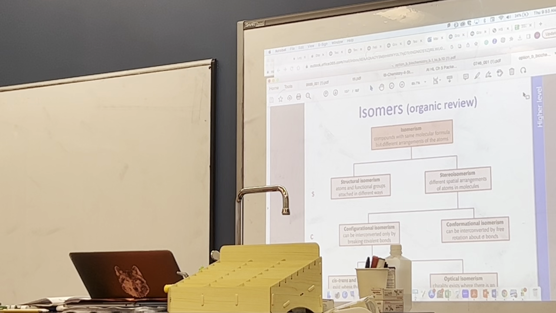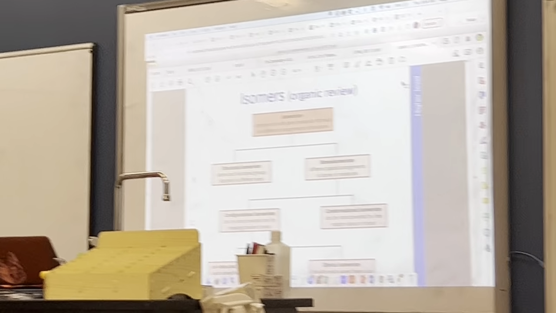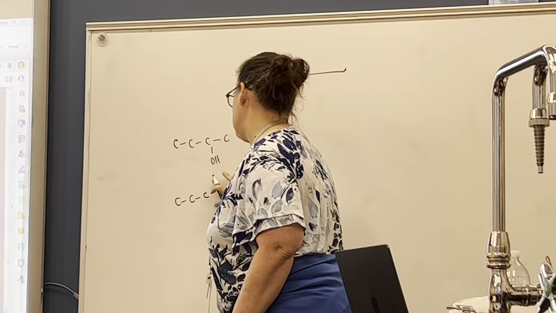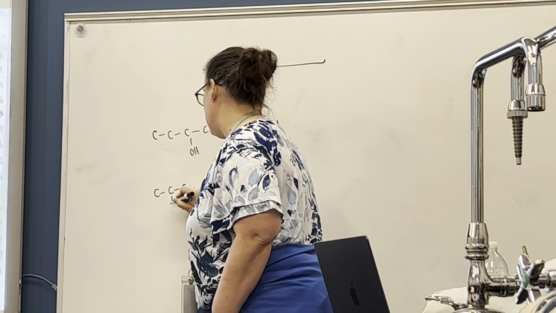Can someone give me an example of structural isomers? What do you got, Brendan? I was going to say propanol, propane. Fine, we'll do both of these. You did butanol too? You did propanol, but we don't need.